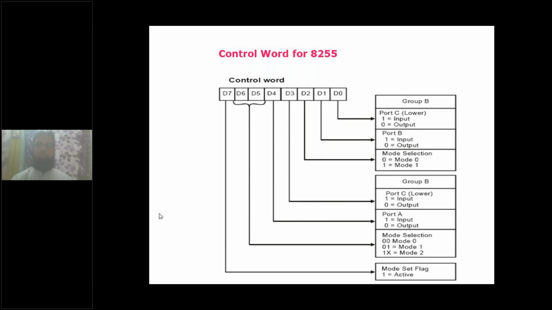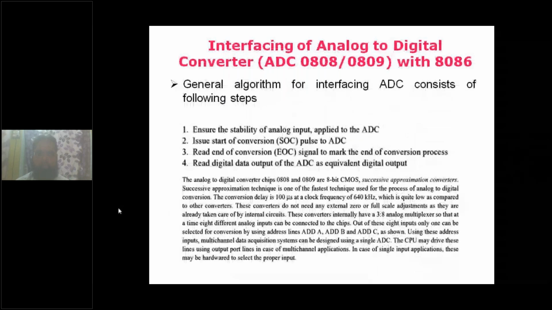The first and foremost thing that we need to do is prepare a particular value for the control word register in order to configure the ports as input or output for a particular mode of operation, and then send that value into the control word register, and then you write the program for the IO activity. Let us take an example of interfacing some of the IO devices with the 8086 processor. Here I discuss how A to D converters and D to A converters can be connected with the 8086 processor.